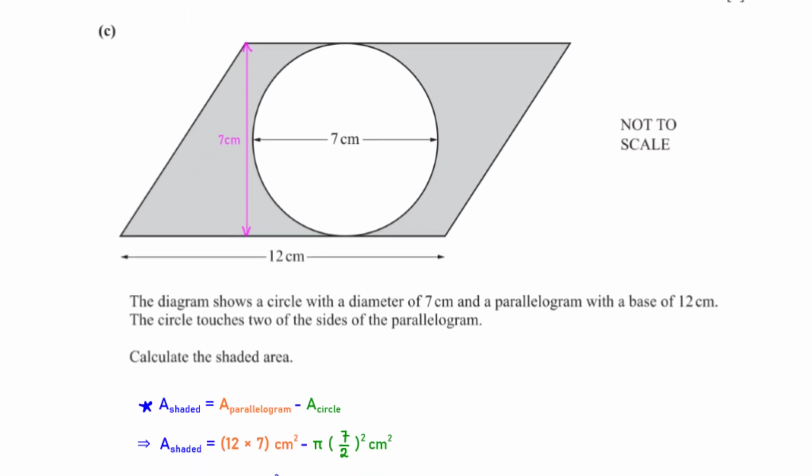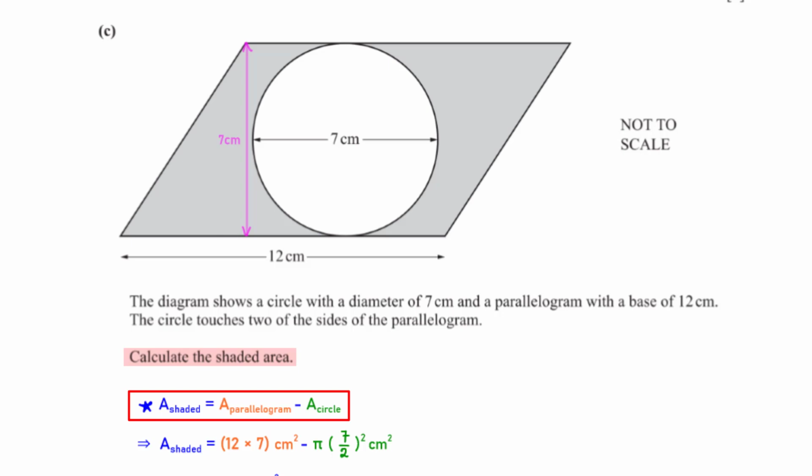The diagram shows a circle with a diameter of 7 centimeters and a parallelogram with a base of 12 centimeters. The circle touches two of the sides of the parallelogram. Calculate the shaded area. To get the area of the shaded region, we subtract the area of the circle from the area of the parallelogram.